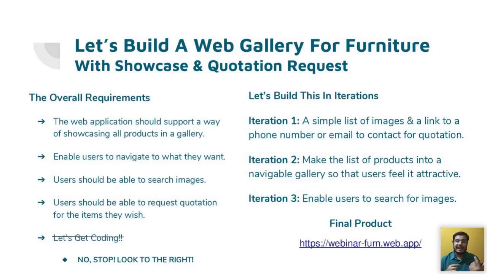So what is going to be our second iteration? We are going to make it into a neat gallery that you can navigate using links, so that users will be more engaged with the website. They can find what they want more easily. So that is going to be iteration 2.